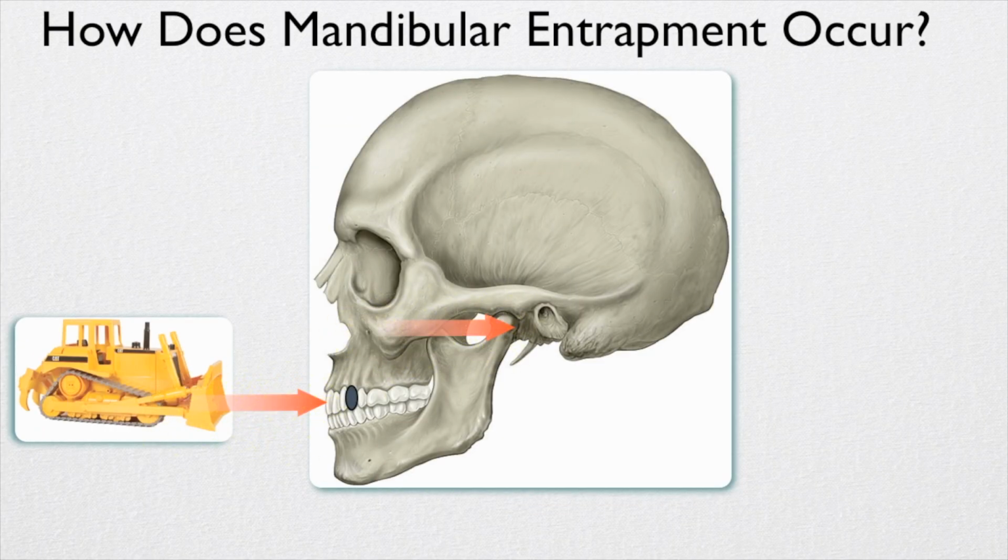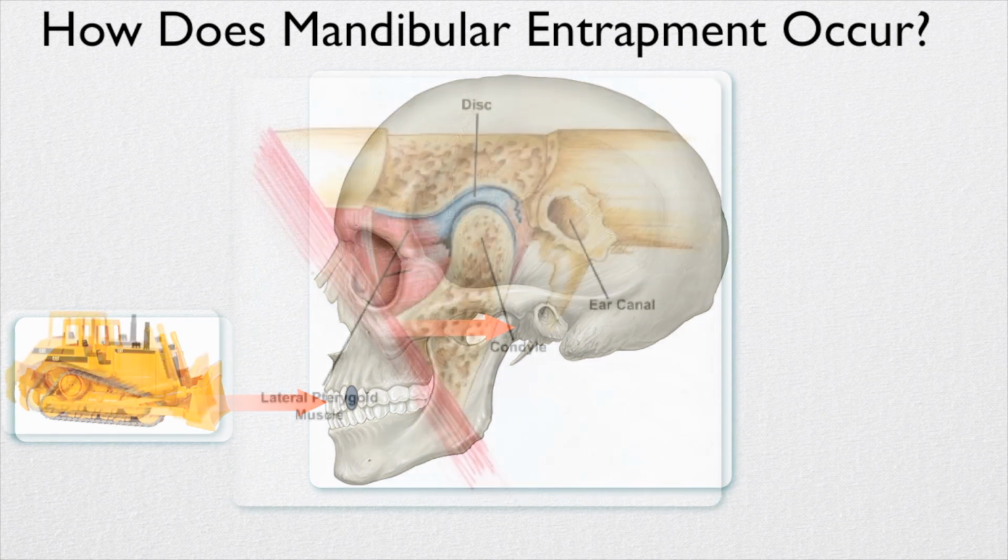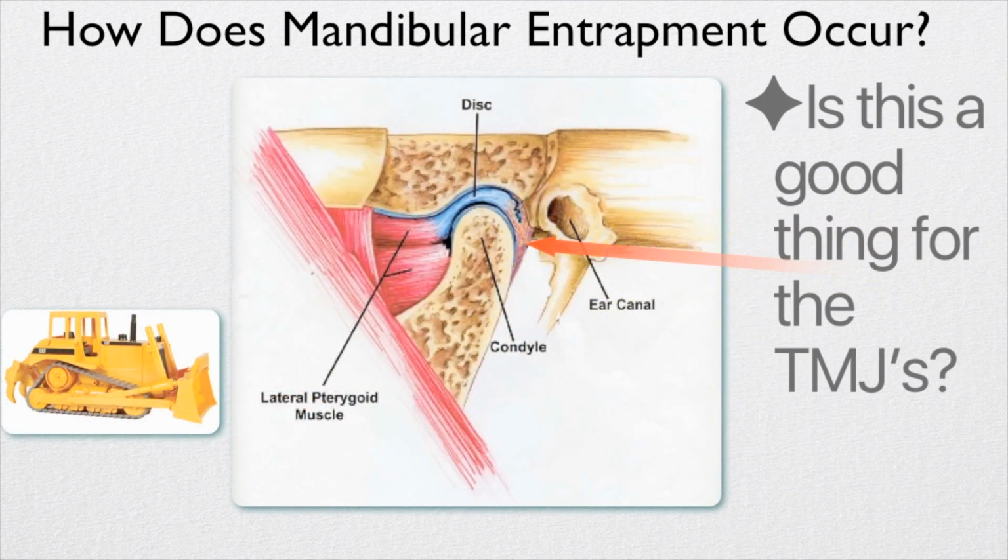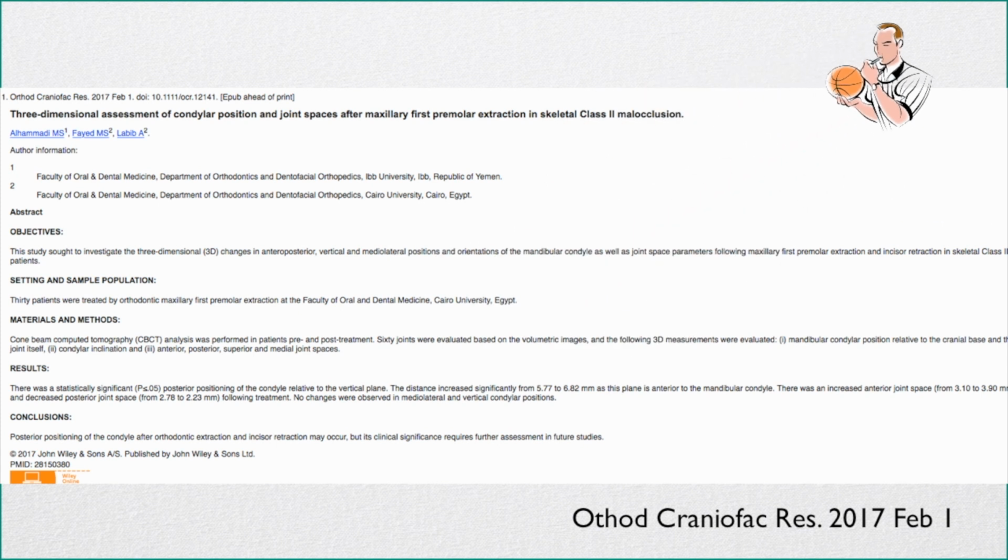Pretty easy to understand this drawing when you see the bulldozer pushing back on the upper incisors and realize there's no place to go. And the other arrow points to the distal of the condyle. And everyone knows the anatomy in this region and knows that distalizing the condyle is not a good thing. This is essentially what mandibular entrapment is about.